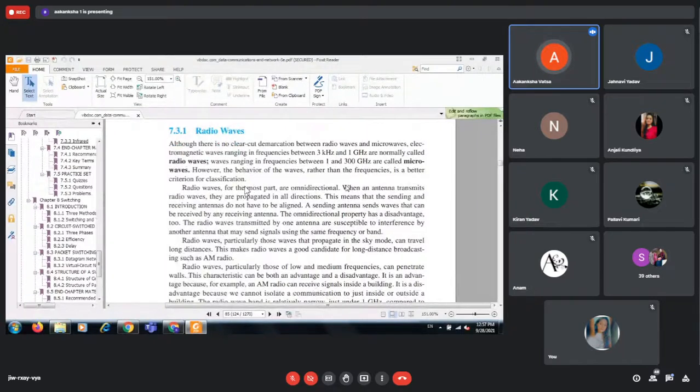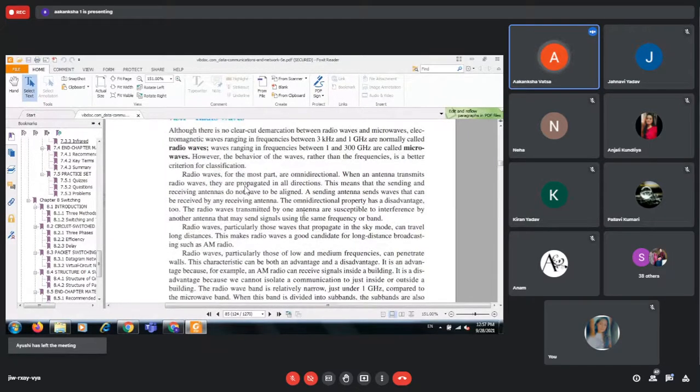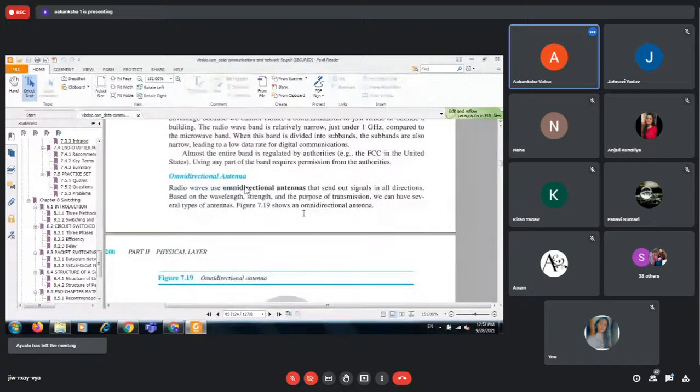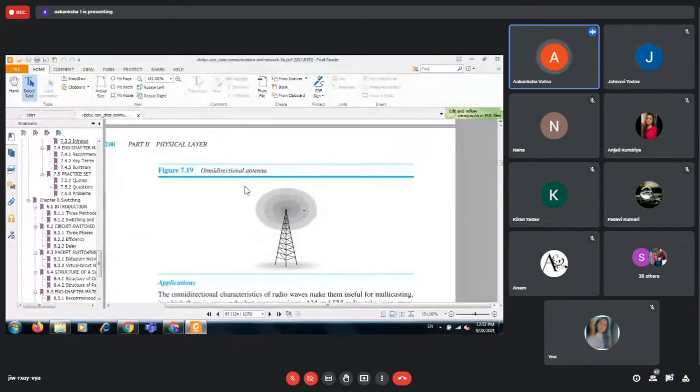Radio waves are basically omnidirectional, and the antenna transmits the radio waves in every direction. You can see in figure 7.19 here, an omnidirectional antenna. It is transmitting the signal in all directions. So any receiver antenna which is tuned to the frequencies being transmitted by this sending antenna will be able to receive the signal and process it.